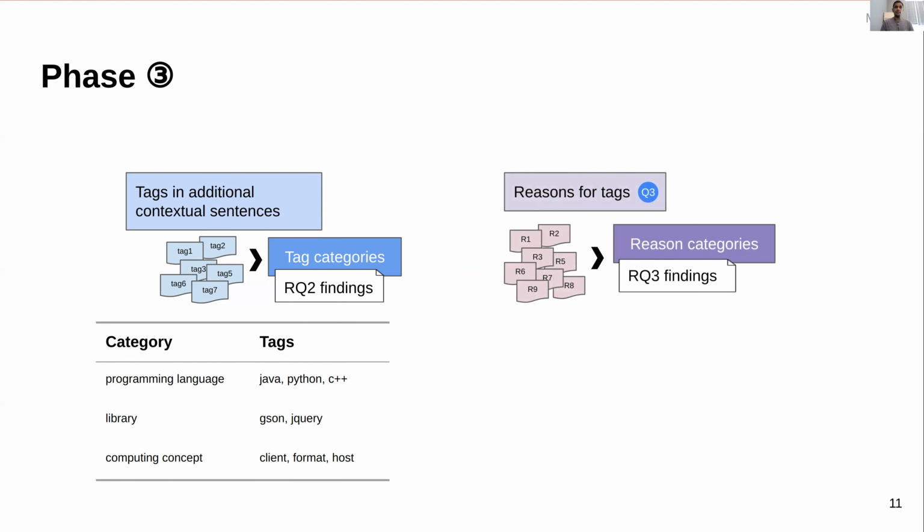However, identifying reasons is not that easy because reasons are not readily available in Stack Overflow threads. Therefore, we ask another question in phase 2. This annotation question asks why the tag is mentioned.